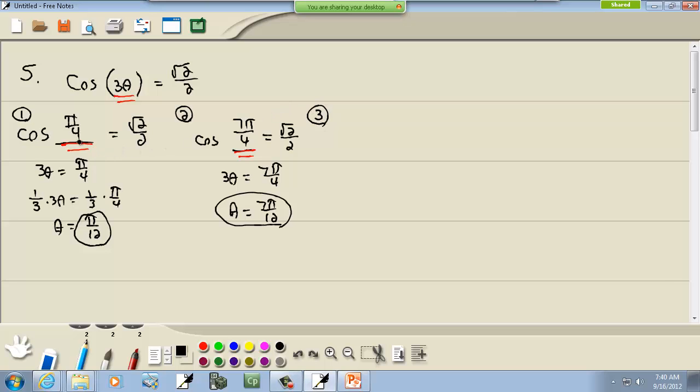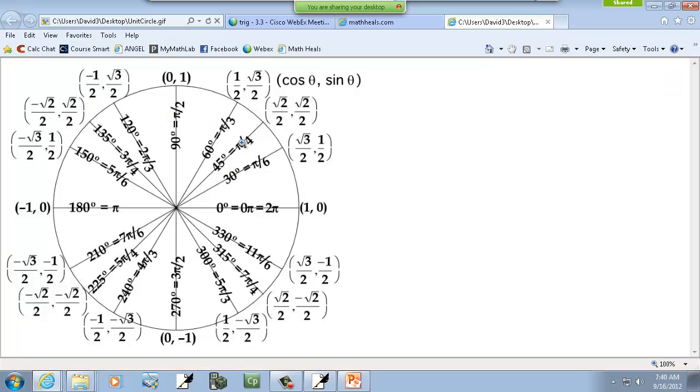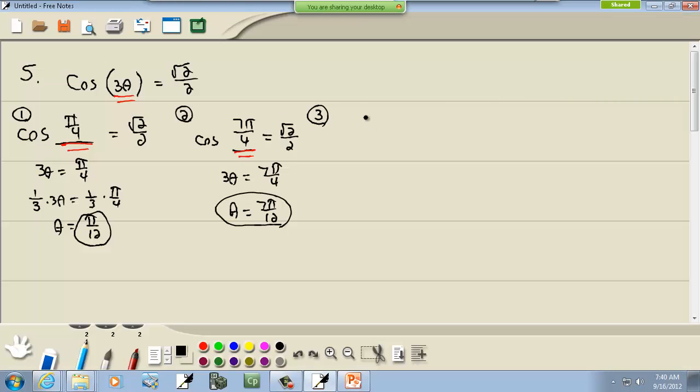But if I take pi over 4, I'm right here, and I go all the way around, I'm back to where I started. So another answer is going to be this first answer plus 2 pi. So I got pi over 4 plus 2 pi. So cosine of 2 pi times 4 is 8 pi, 9 pi over 4 is also equal to that.